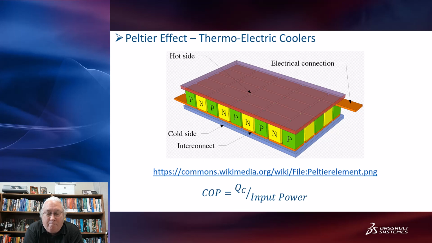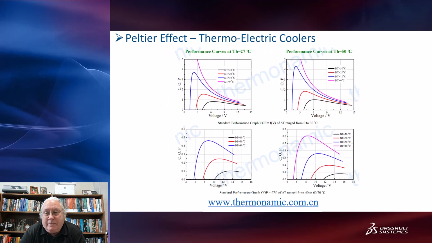The way I measure the performance of these thermoelectric coolers is by coefficient of performance. Q sub C is the heat that's pumped between the hot side and the cold side, and you divide that by the input power that you're putting into the device, and that gives you the coefficient of performance, which we want to get as high as possible. So continuing on, these are some data sheets from the manufacturer on these Peltier devices.